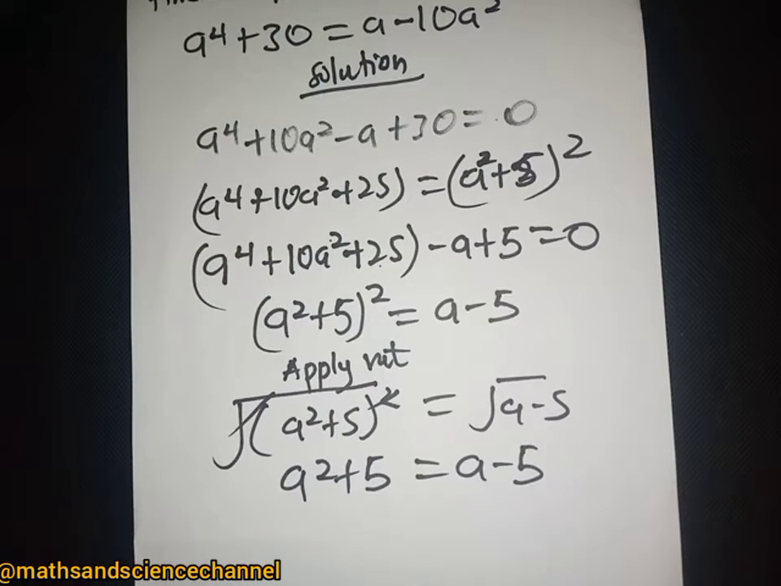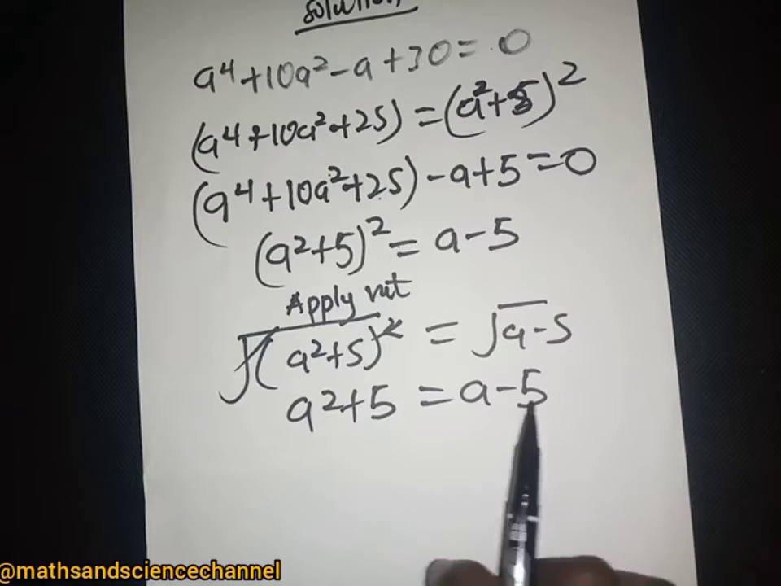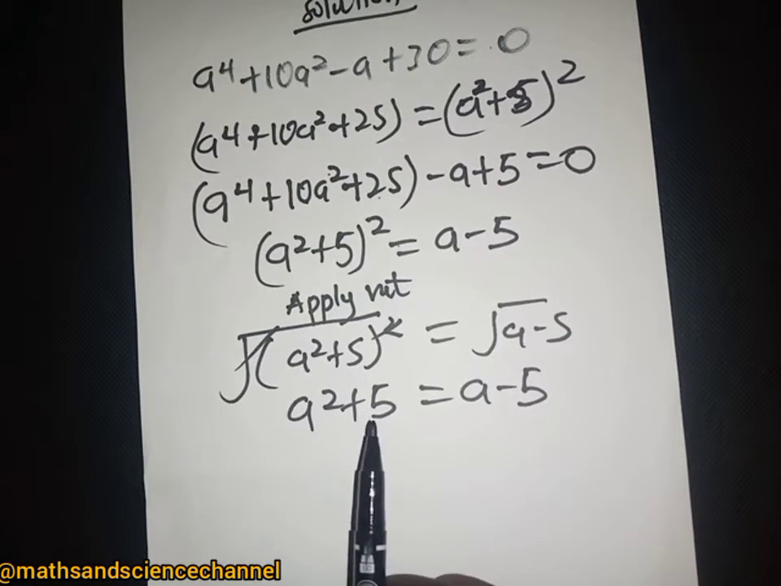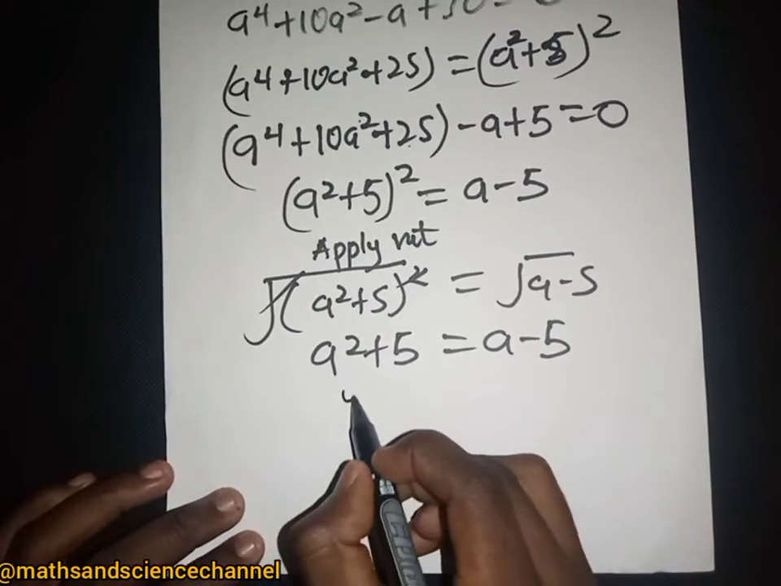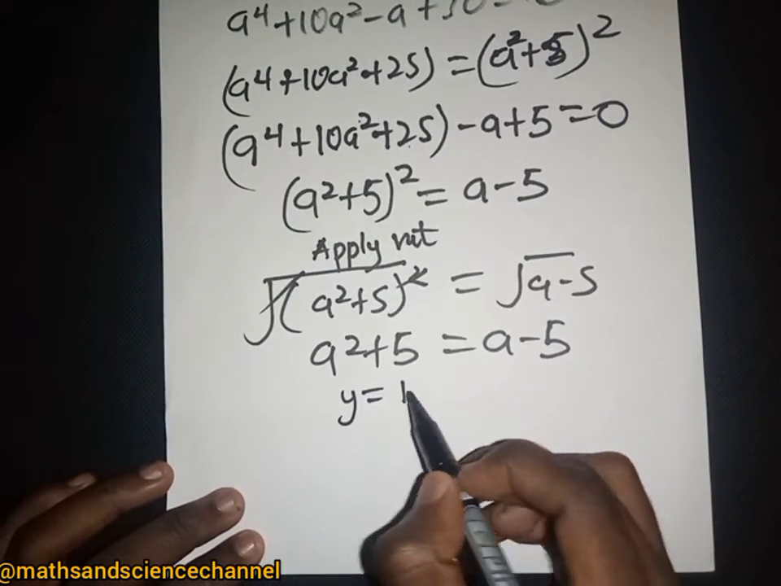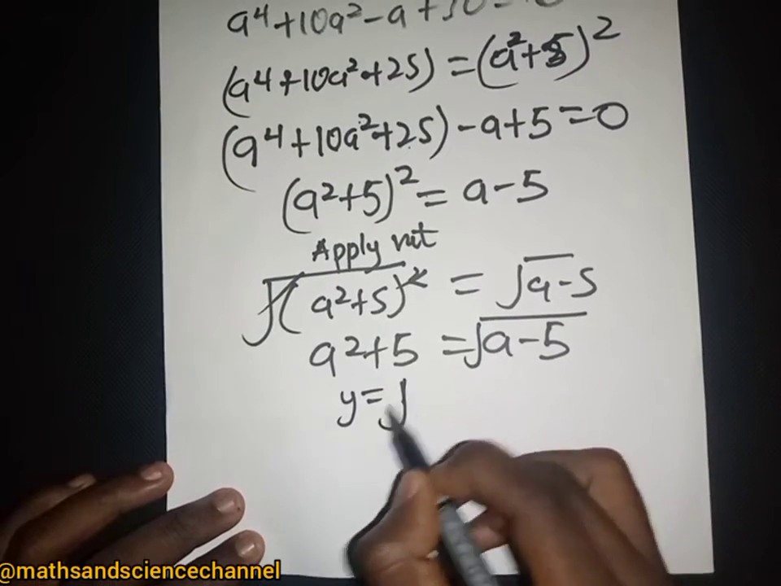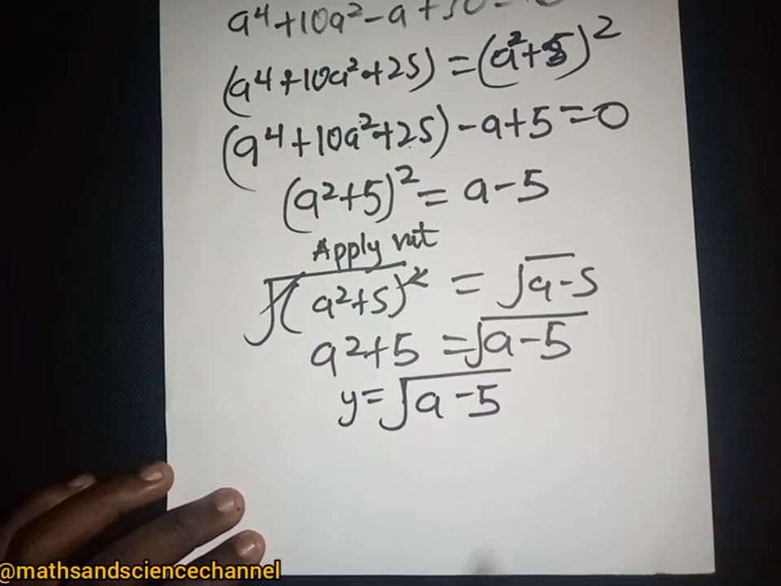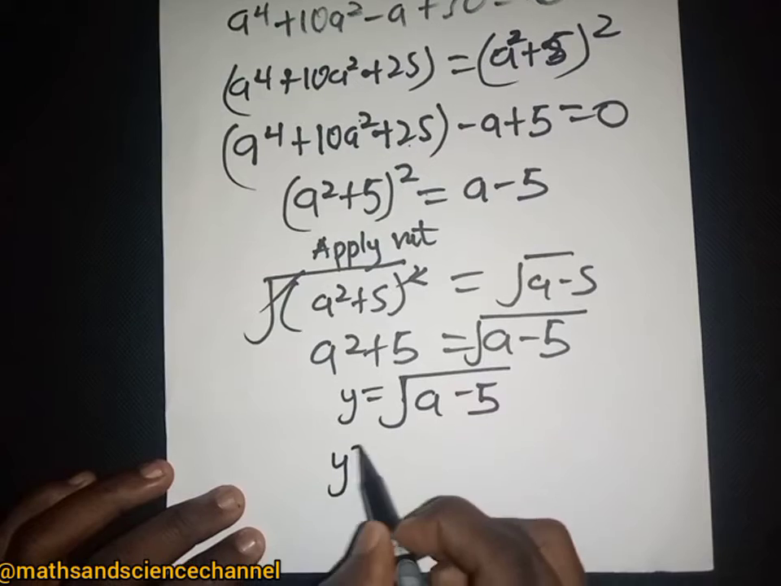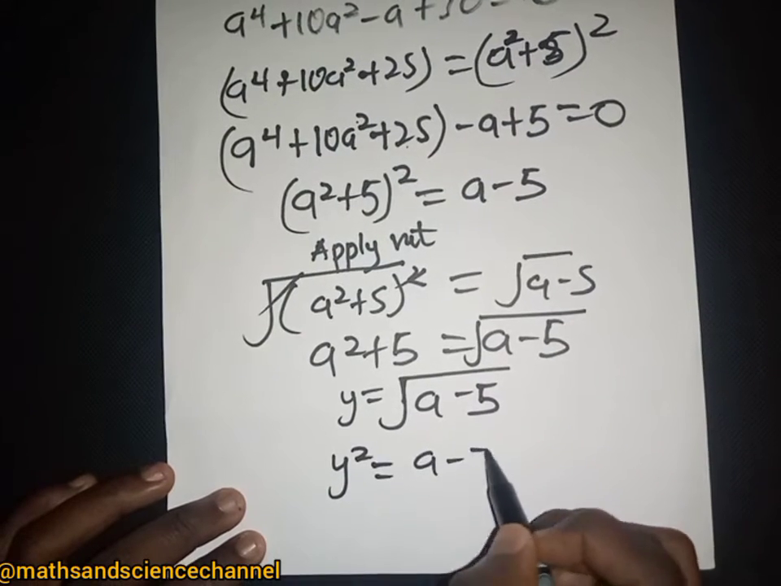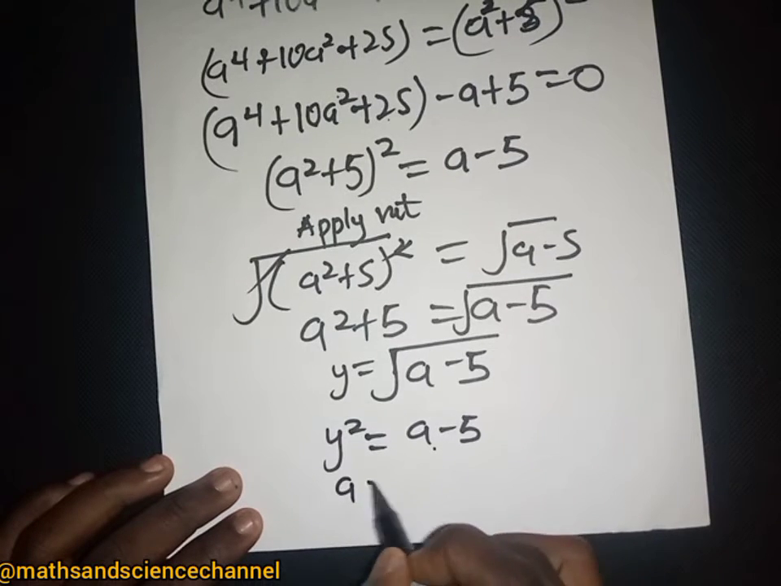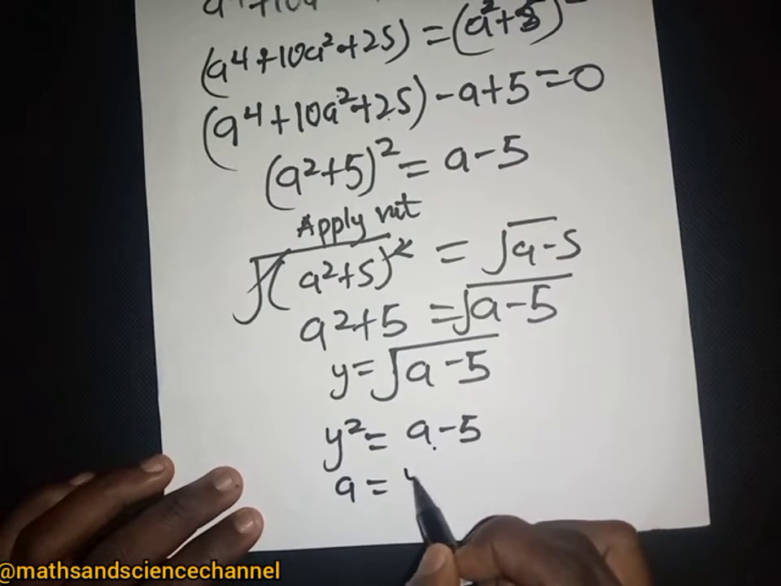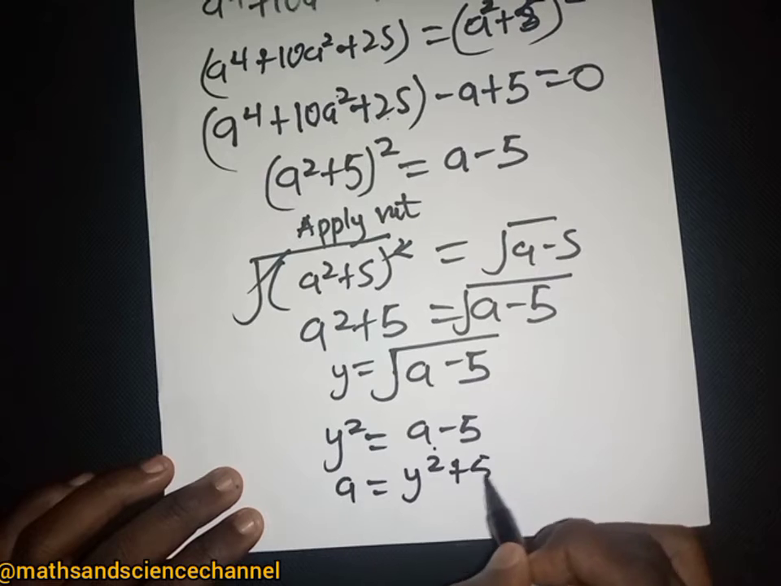Now let's see this equation over here. Now this equation here is just the inverse of this equation over here. Now what am I trying to say? So let's set a variable. So let's say y here is equal to, remember there is a square root of a minus 5, right? So when we square both sides, we have y squared being equal to a minus 5, and from here let's make a the subject. So a here will be equal to just y squared plus 5, right?